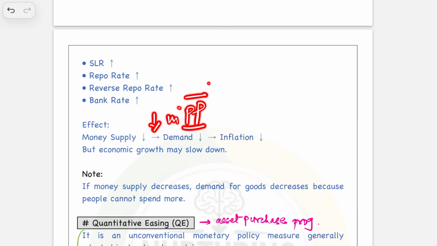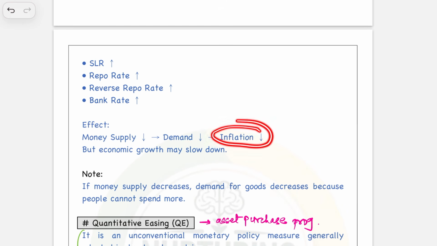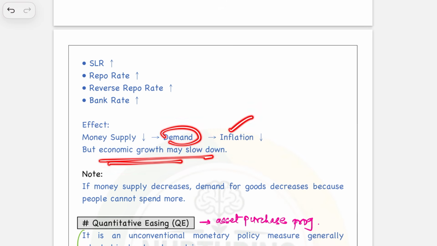Now you have fewer loans available, costlier loans available, and after that there are more checks, quantitative measures. So what will you do? You wouldn't spend that amount of money, rather you will keep it with you, and that would actually reduce inflation. It would lower the inflation. On the contrary, since there is reduced demand, economic growth will also be slowed down.